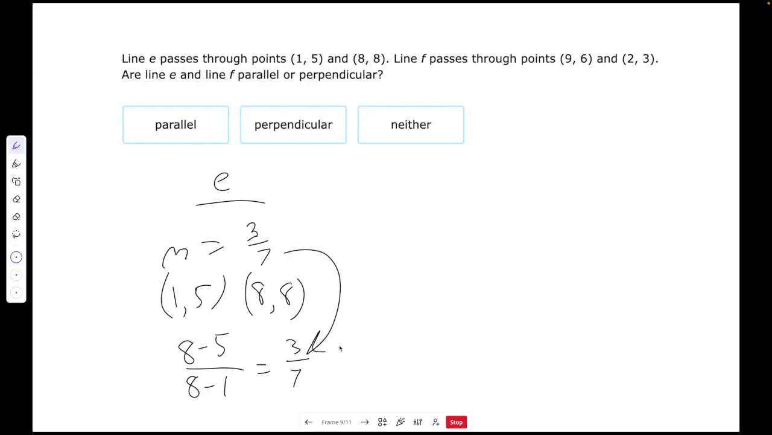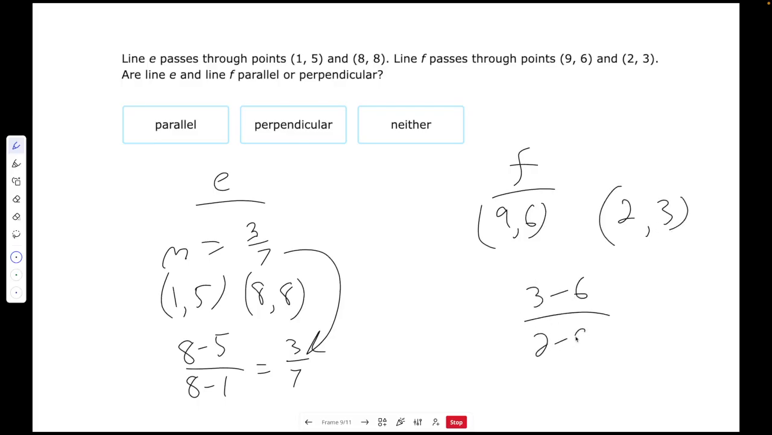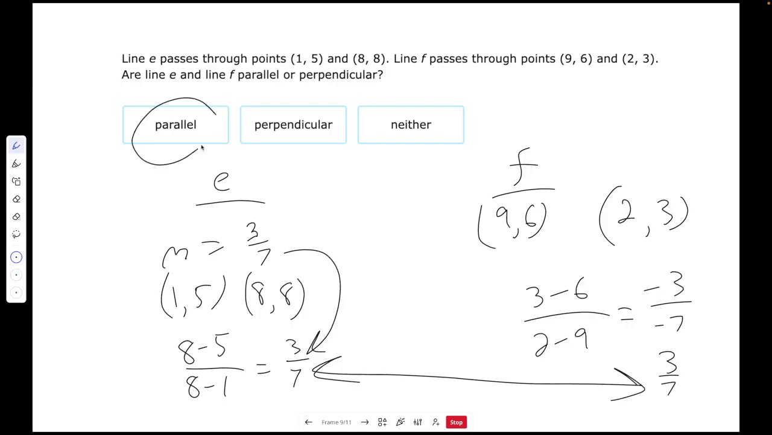And they tell us line F, they give us coordinates as well. So let's do the slope formula again. So we would do 3 minus 6 over 2 minus 9, which gives us -3 over -7, which is 3/7. So you look at these, they are the same. So they are parallel lines. So if they give you points, you need to plug them into the slope formula.